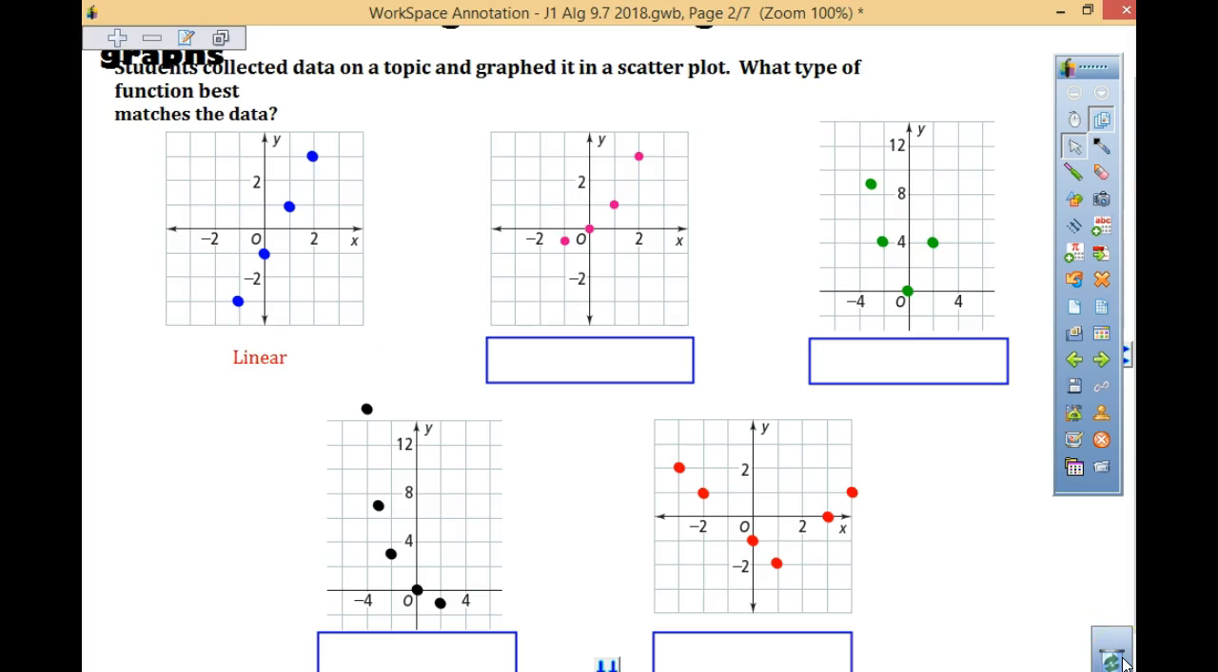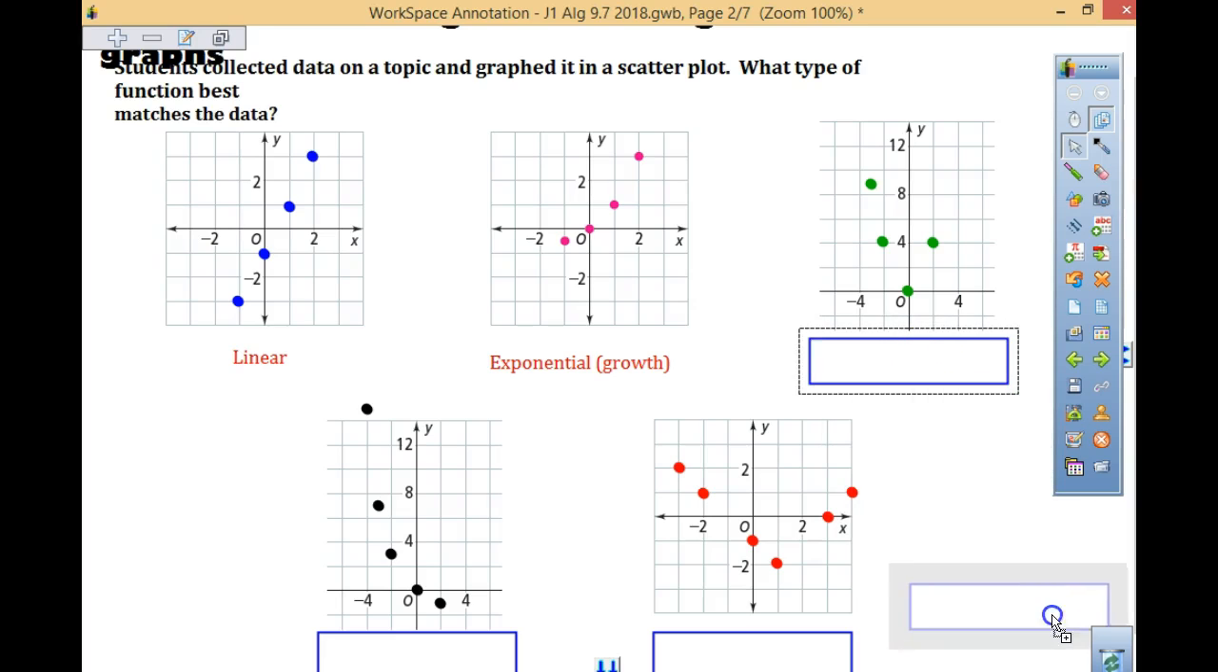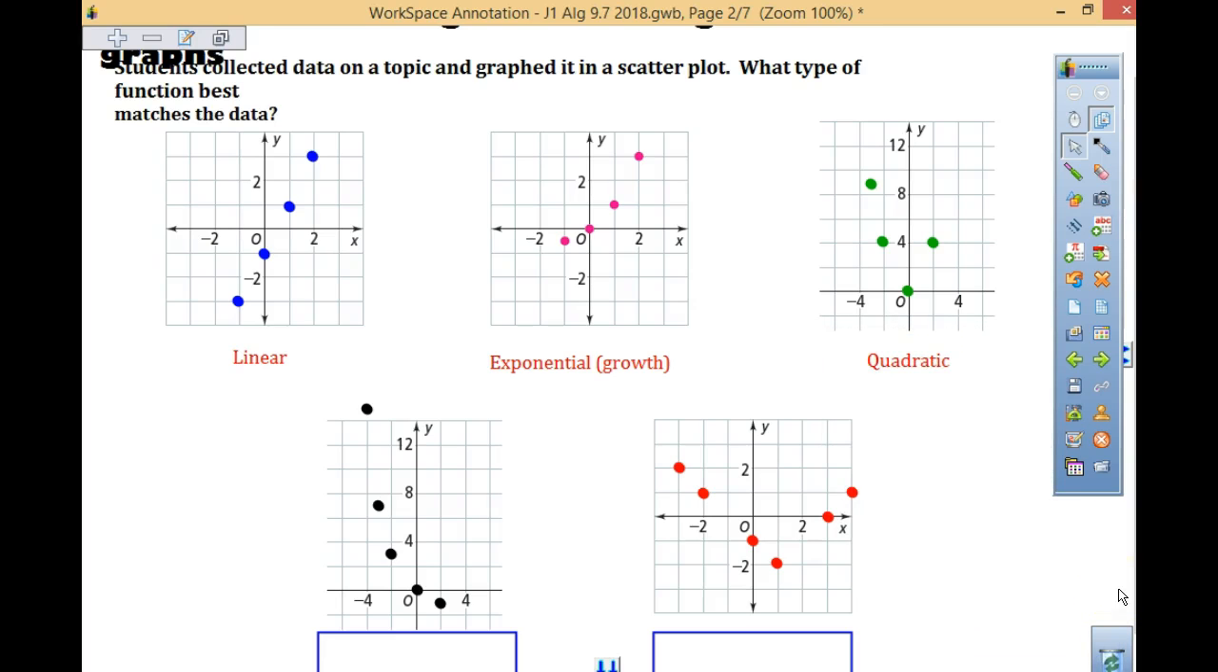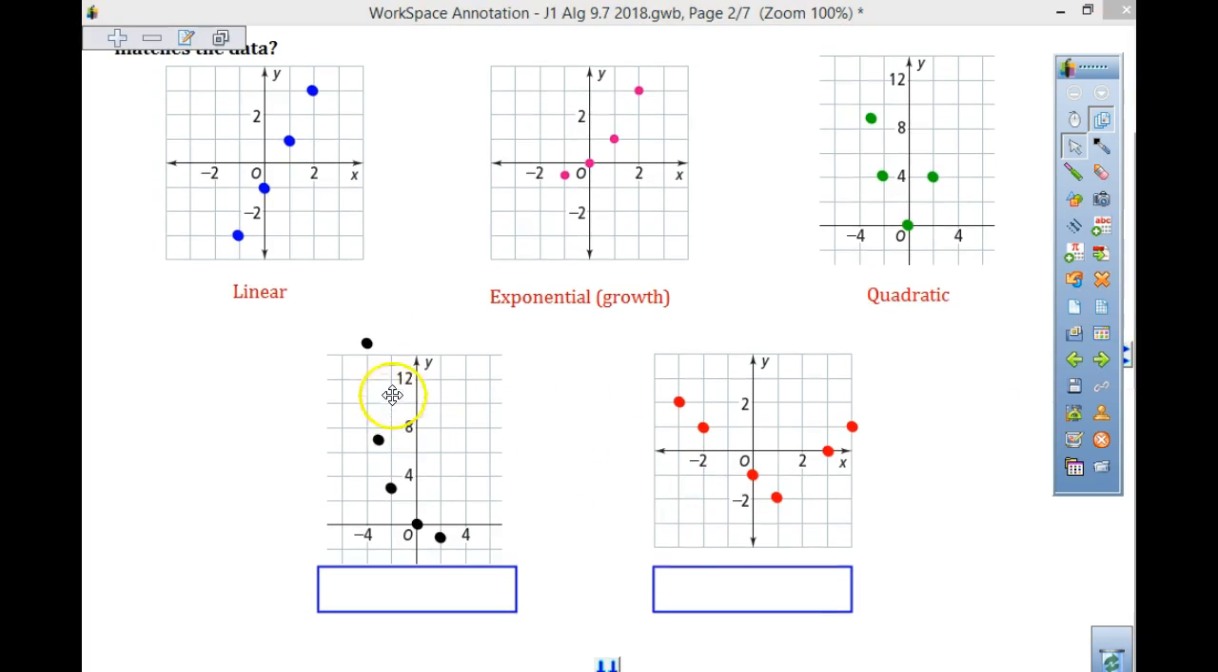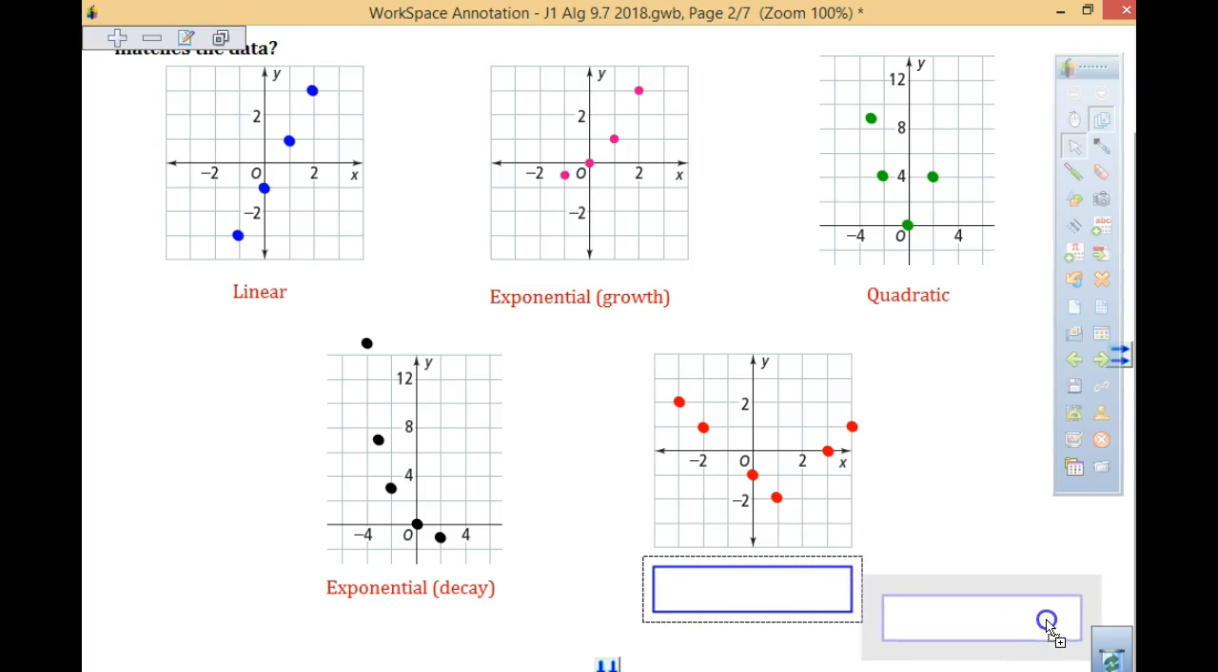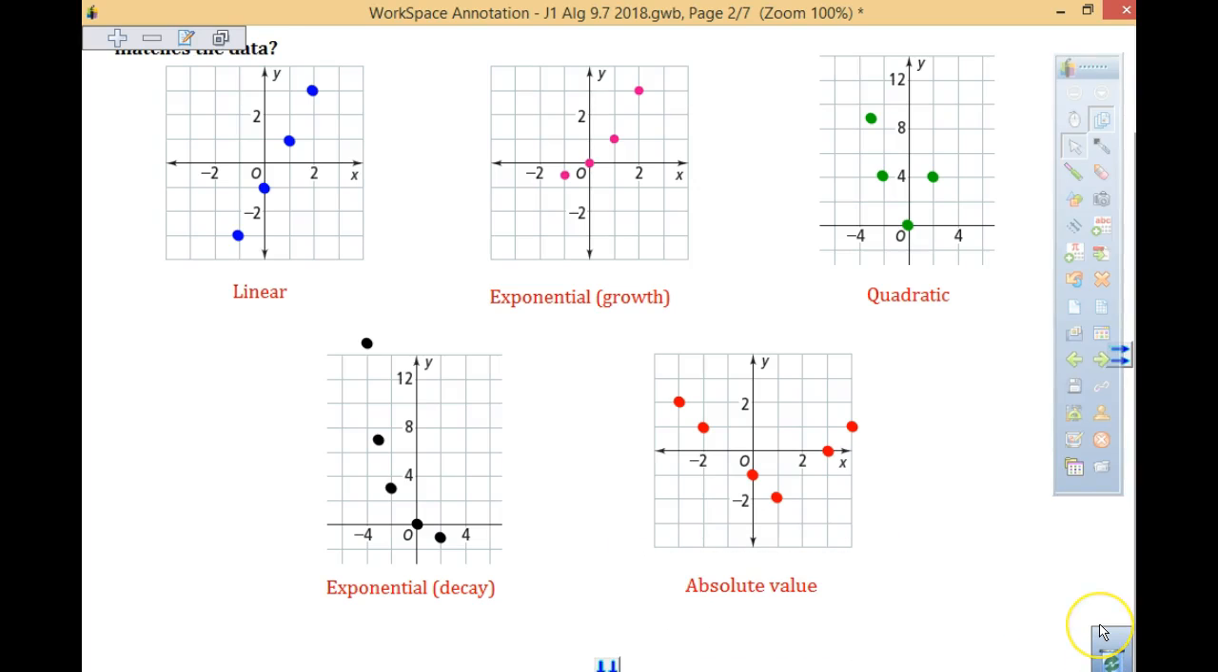The second one kind of curves, but probably not a parabola, so it looks like it should be exponential, and it is actually exponential growth. This third one is kind of symmetric, right? So definitely a parabola, so we got quadratic. The next one down, those black dots up here, should be exponential, and this time decay. And our last one, absolute value. Definitely D. Okay?